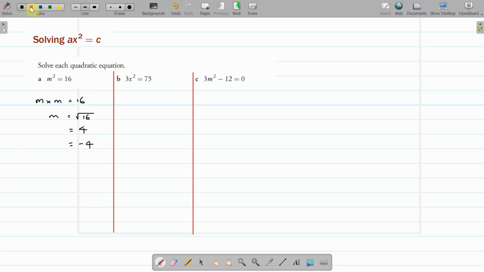So the working then is they'll come up with a sign that includes both of those in the one answer. m equals plus or minus the square root of 16. So use this sign to show that it can be 4 or minus 4, equals plus or minus 4. So there's your working.